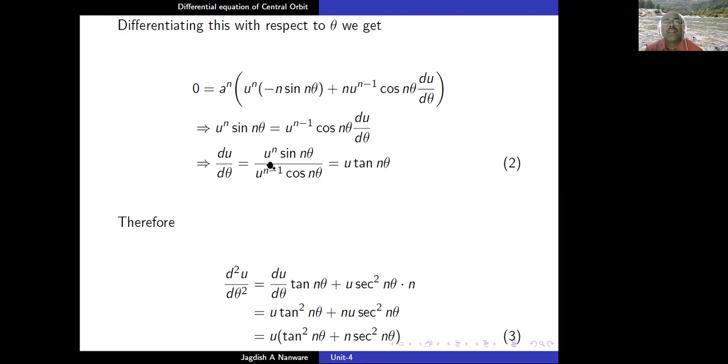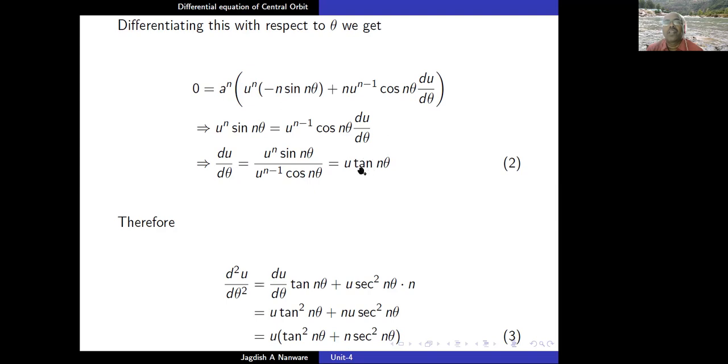And here you see that u to the power n minus 1 vanishes with u to the power n minus 1, and what remains? Only u. Because this n can be written as n minus 1 plus 1, so only u remains, and therefore this is u sin n theta divided by cos n theta, which is tan n theta. So this is the first derivative. du by d theta is equal to u tan n theta.